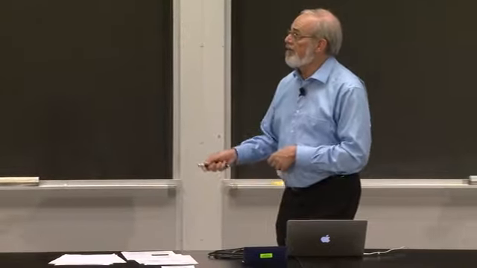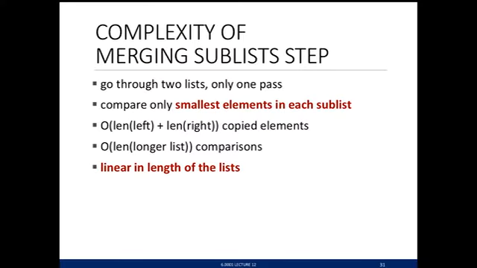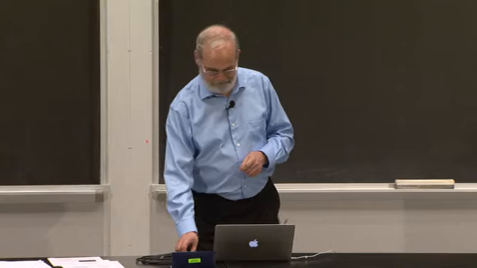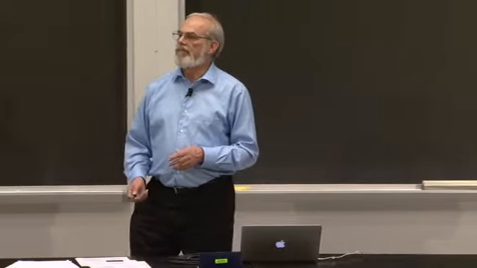And how many comparisons do I do? The most I have to do is however many are in the longer list. Right? That's the maximum number I need to have. Oh, that's nice. That says if the lists are of order n, I'm doing order n copies, because order n plus order n is just 2n, which is order n. And I'm doing order n comparisons. So it's linear in the length of the list. Okay? Sounds good? That just does the merge.